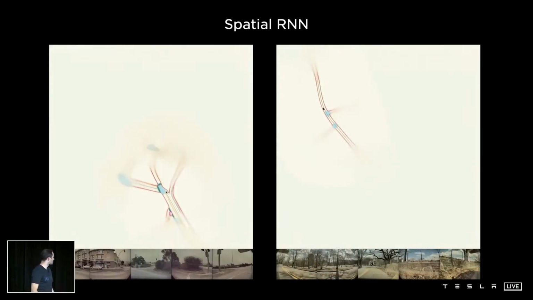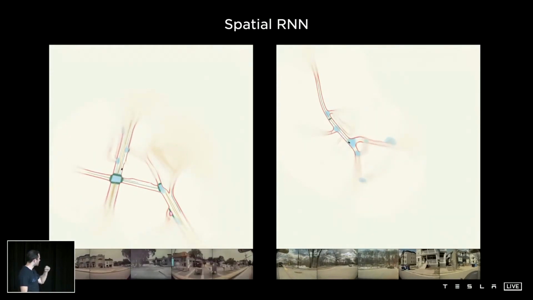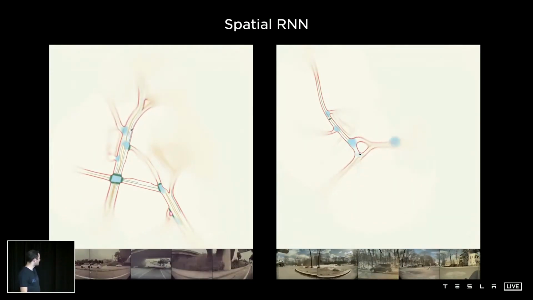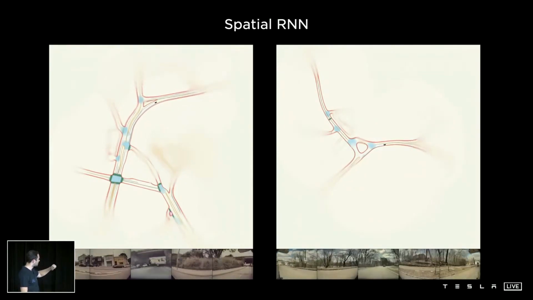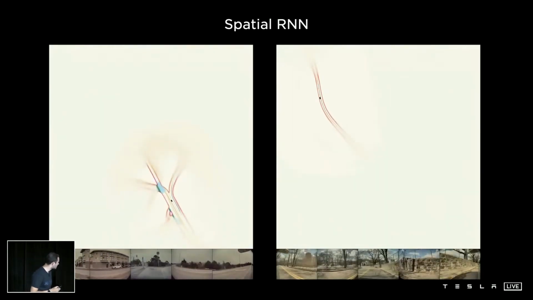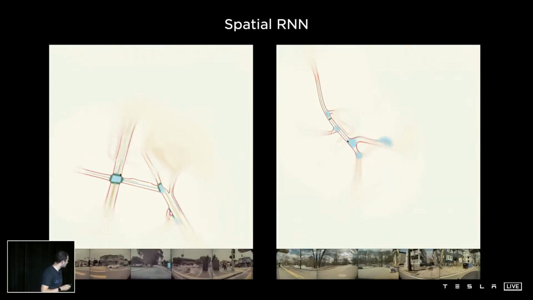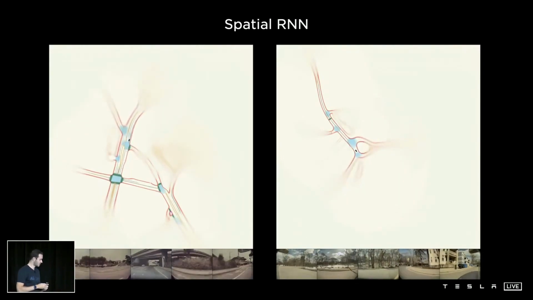Here's a few predictions that show what this looks like. So here we are making predictions about the road boundaries in red, intersection areas in blue, road centers, and so on. So we're only showing a few of the predictions here just to keep the visualization clean. And yeah, this is done by the spatial RNN.